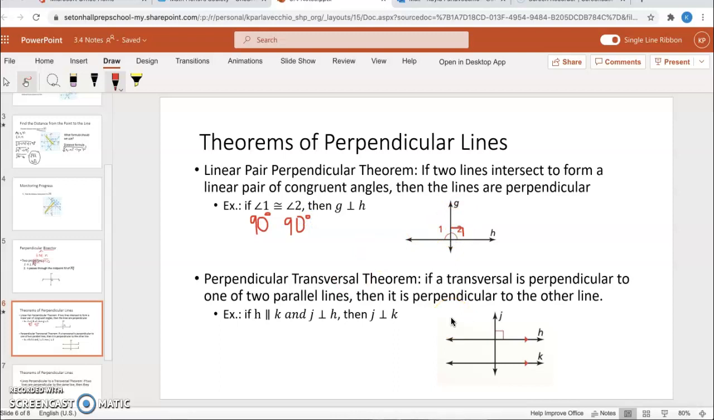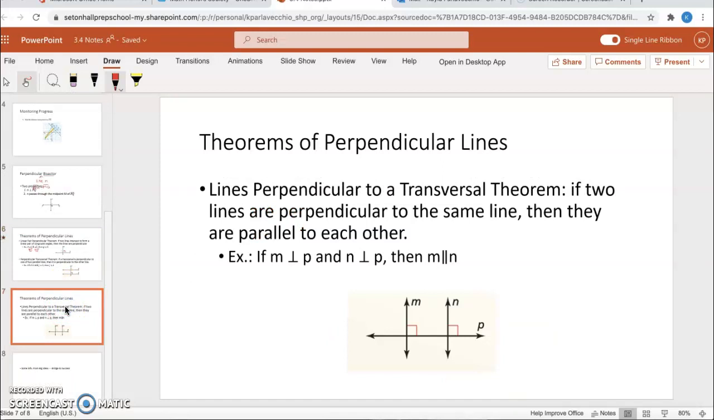The perpendicular transversal theorem, remember a transversal is any line that cuts through two or more lines, says that if a transversal is perpendicular to one of the parallel lines, then it is also perpendicular to the other line. So in this example here, I am telling you that line J is perpendicular to the first line, line H. So that means you can conclude that line J is also perpendicular to line K.